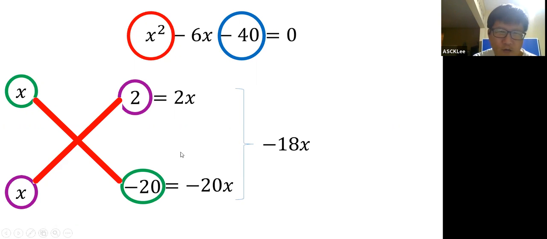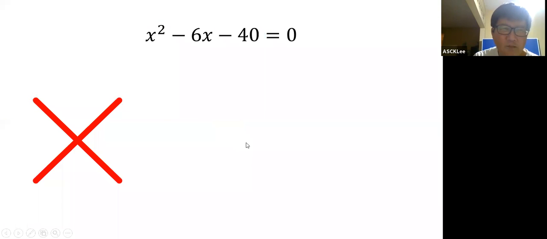You have got to go back to the drawing board and revisit with a different combination of numbers here. You don't want 2 and minus 20. You want some other combination of numbers that, when you multiply, will give you minus 40. So back to the drawing board.